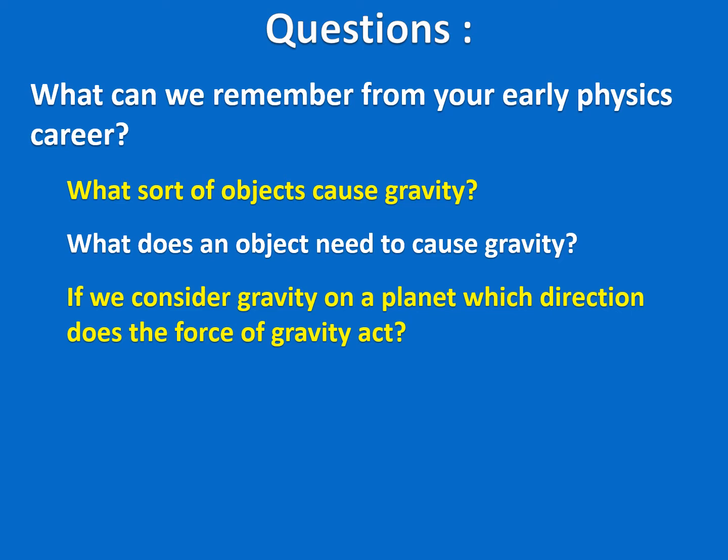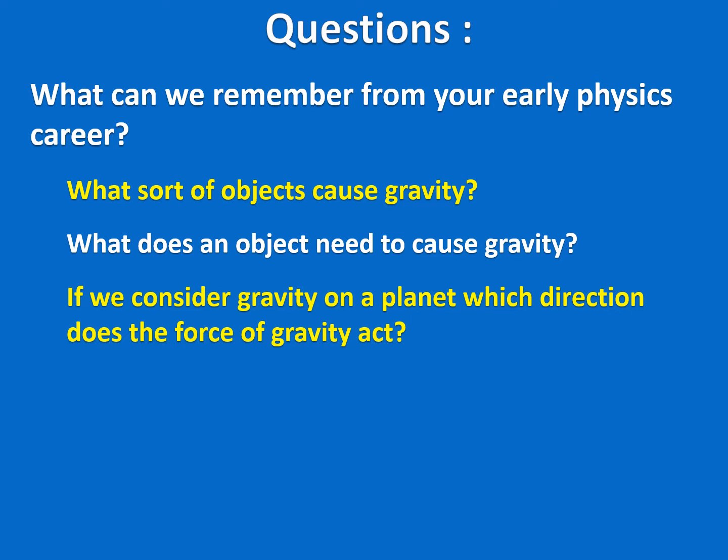Okay, with the first question, what sort of objects cause gravity? Anything that has mass will cause a gravitational field around it, and there's a force due to gravity between two objects if they have mass. That leads into the second one. An object needs mass to cause gravity.